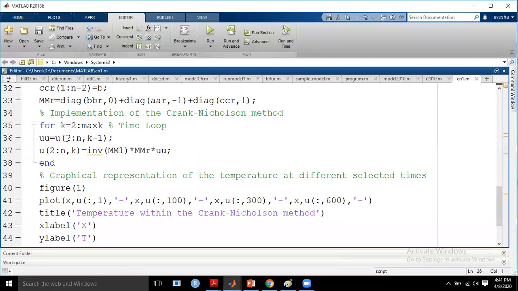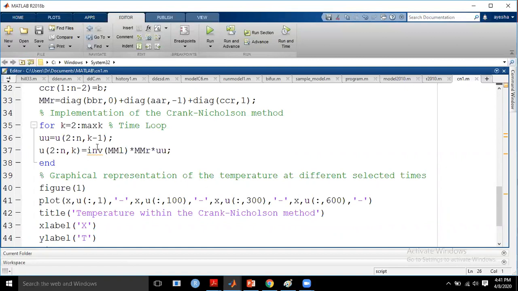And here you can see these indices are for space. 2 to end means that the start index was given to you, that was the boundary, right? One index was given to you, that was the time. For the time, that was the initial condition. For the space, that was the boundary condition.